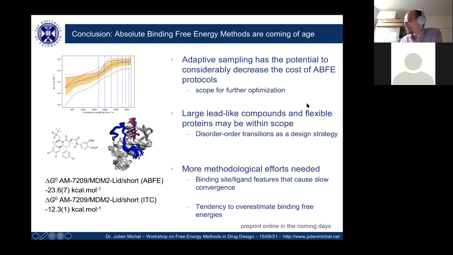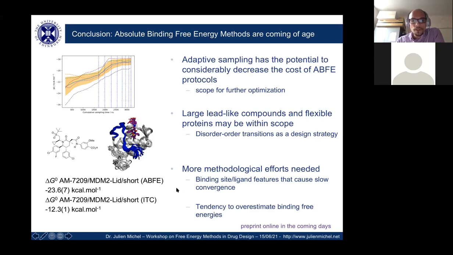Okay, so if I conclude then, I've talked a little bit about adaptive sampling, how I think it has potential to really improve and decrease the cost of absolute binding free energy methods. There's certainly scope for a lot more optimization, and that's something we're working on at the moment. I think it should allow us to start to be creative and think about pretty complex binding processes, and maybe start to think more about how we can use protein disorder to our advantage when we design compounds.